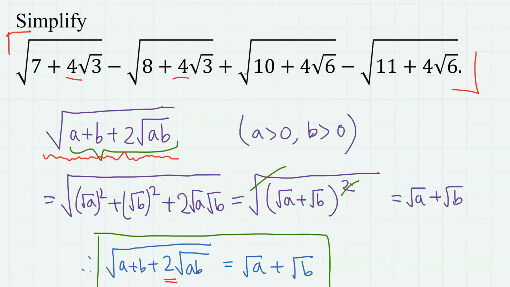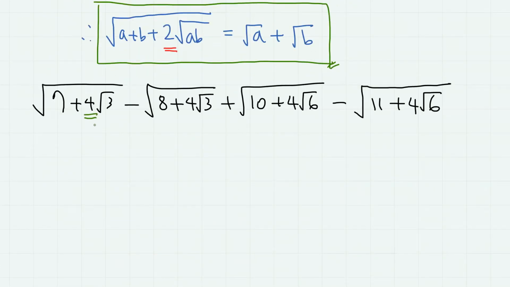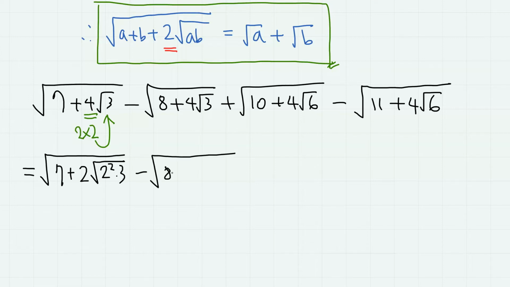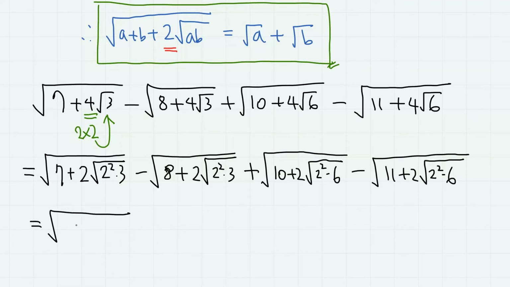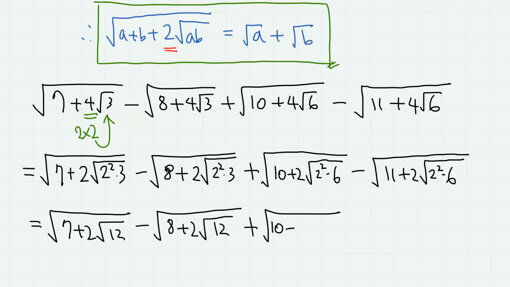However, we have a 4 here, so let us change those into 2. We can do that by splitting this 4 into 2 times 2 and send one of these 2's inside the inner radicals. So this term becomes 2 times square root of 2 squared times 3, and the same goes for the rest. So we have 7 plus 2 square root of 12 minus 8 plus 2 square root of 12, square root of 24 and square root of 24.